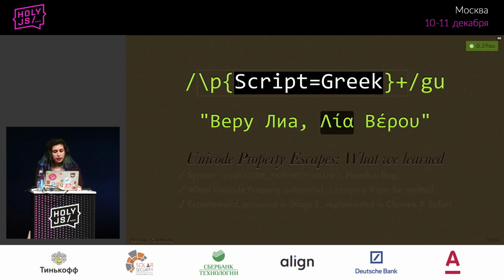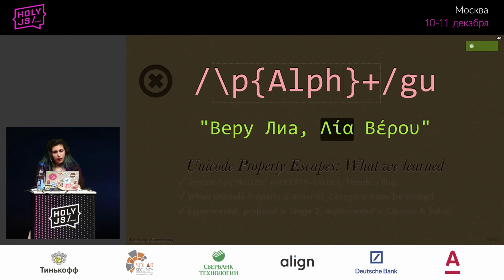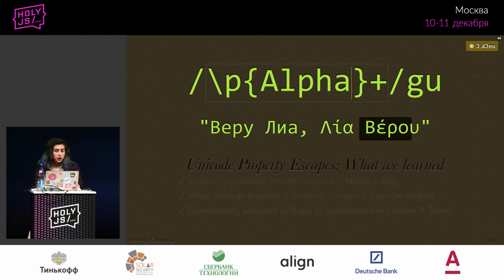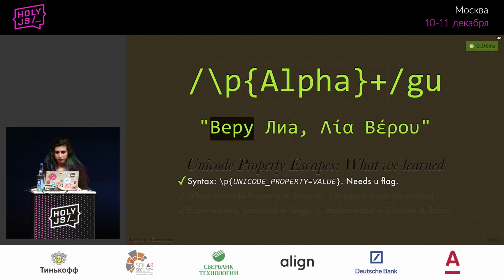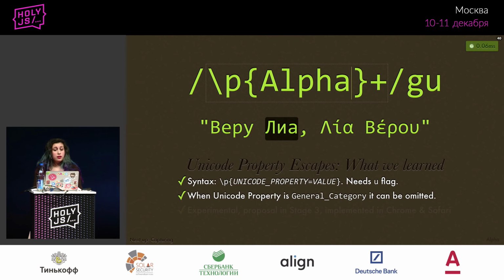There are also general categories, like alpha, and now it matches letters, like any letter. The general syntax is Unicode property equals value. Note that it needs a U flag. Without the U flag, it doesn't do anything, for backwards compatibility, primarily. And when the Unicode property is general category, the property can be omitted, which is why I was able to just write alpha. Category equals alpha would be kind of horrible.